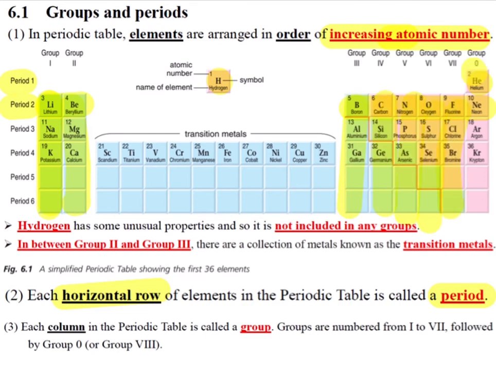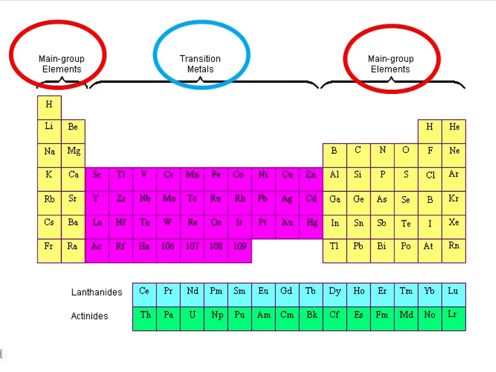Okay, many groups here. And then we still have some elements that are not grouped inside these groups. They are called transition metals in the middle. We will talk about these when we are in Form 5, okay? But for today, we will talk about the groups and periods. So the vertical columns are called groups.